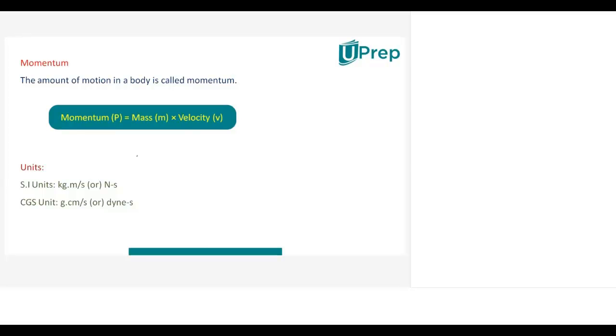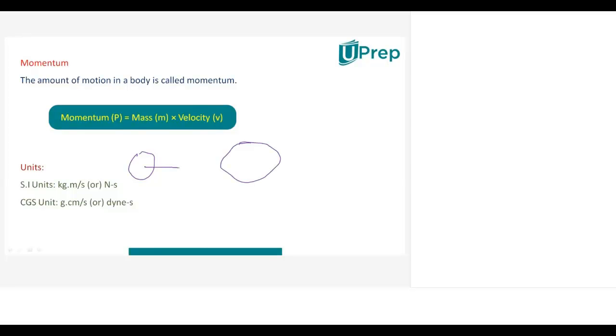Sir, we were on P equals MV, so we have to start from here. Right, from here only I'm starting, Nana. Yes, sir. So momentum P is equal to mass into velocity.